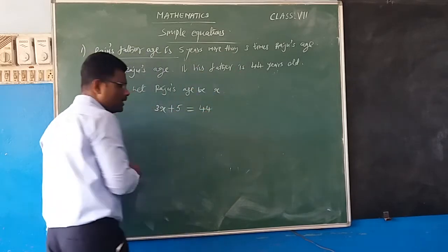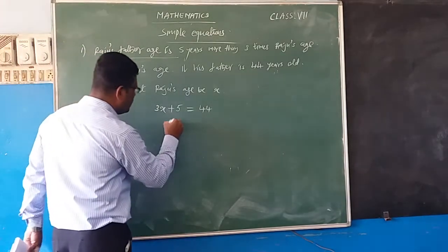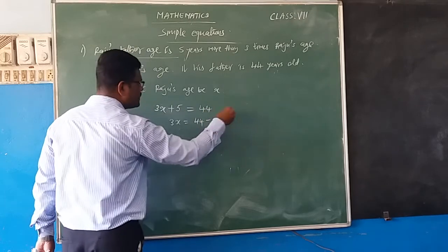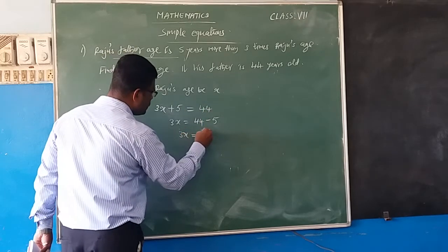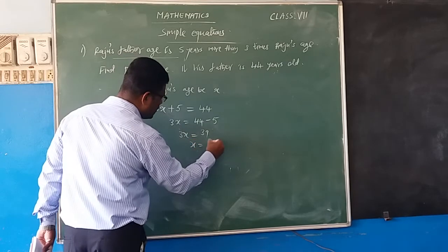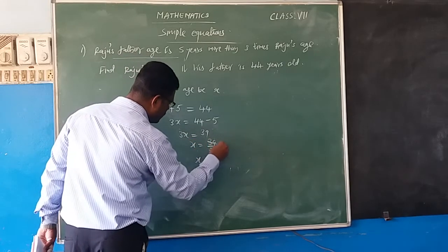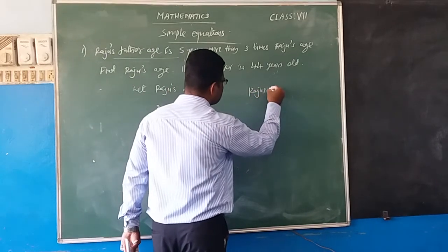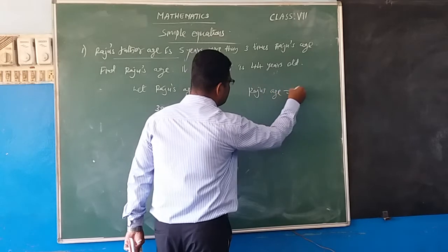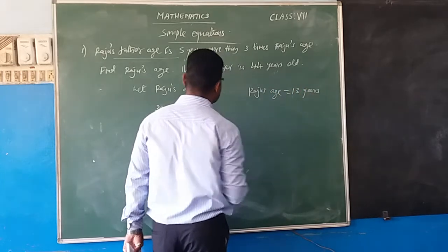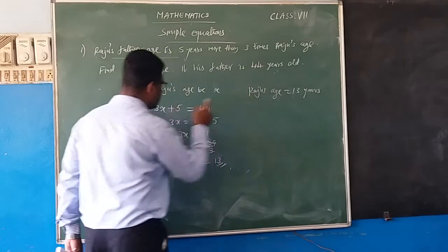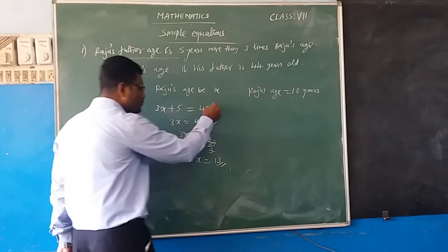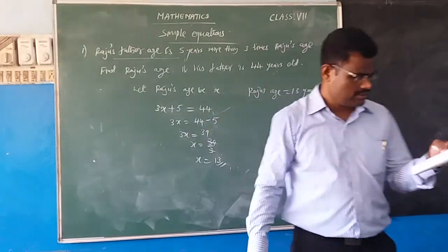Can you solve this equation? So 3x plus 5 is equal to 44. The 5 goes to that side as minus 5, so 3x is equal to 39. x is equal to 39 by 3, x is equal to 13. So Raju's age is 13 years. If needed, you can check. Suppose Raju's age is 13 years. 13 threes are 39, plus 5 is 44. It is his father's age.